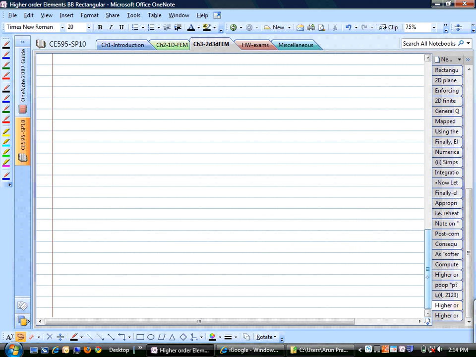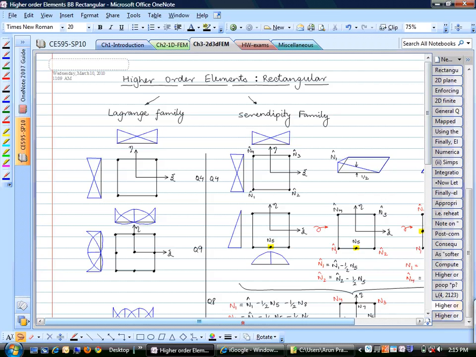Okay, so moving on to higher order rectangular elements. In general, these rectangular elements are much more simple to implement and to work with than the triangular elements. So the idea is, for the rectangular elements, you have two types of higher order elements. One is called the Lagrange family. One is called the serendipity family.